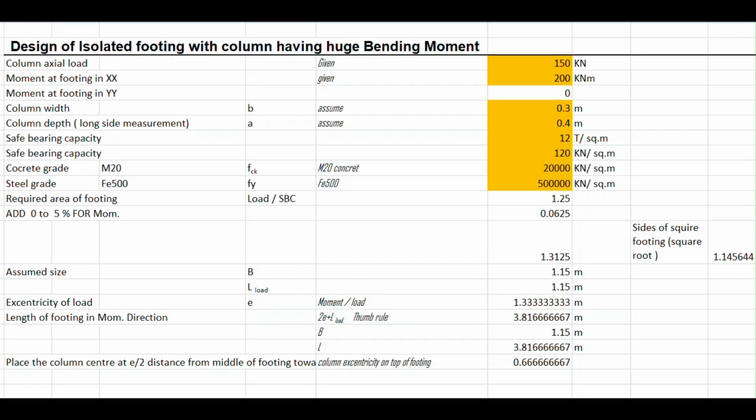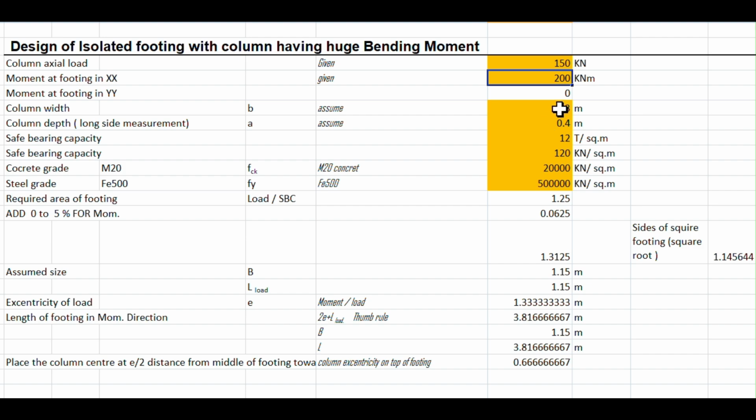We are going to design a column having vertical load and a heavy bending moment. These things are given here. Design of isolated footing with a column having heavy bending moment. The axial load in the column is 150 kilonewton. For the design aspect, we are assuming these things. The bending moment in x direction is 200 kilonewton meter.